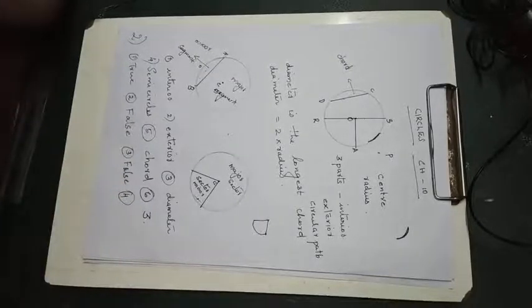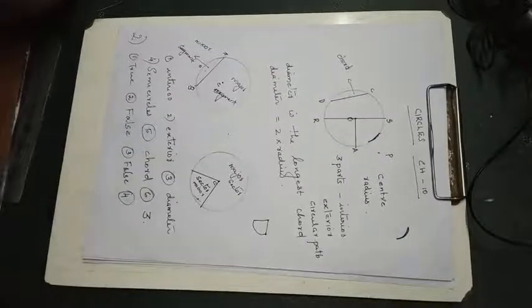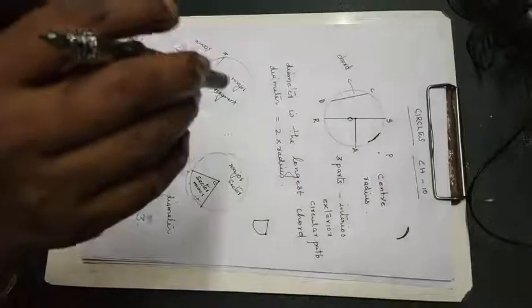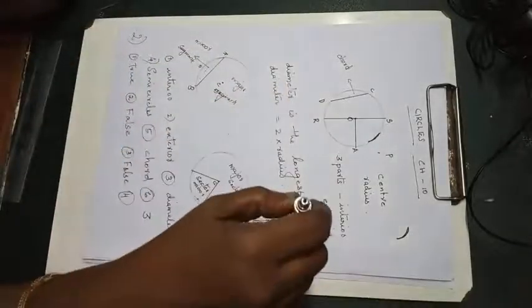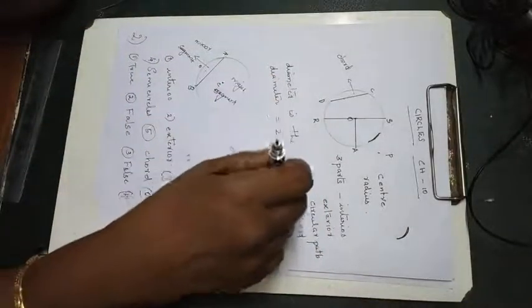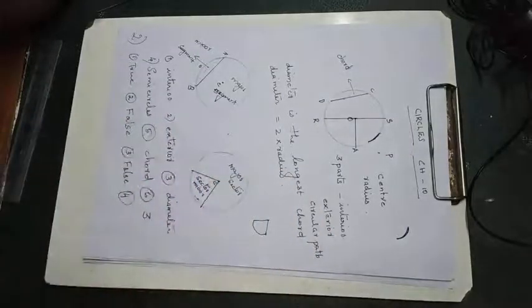Fourth one. A chord of a circle which is twice as long as its radius is the diameter of the circle. What is given? A chord of the circle which is twice as long as the radius is the diameter of the circle. That is true. The diameter is the longest chord and the diameter is 2 times the radius. So a diameter is a chord itself. So it is true.